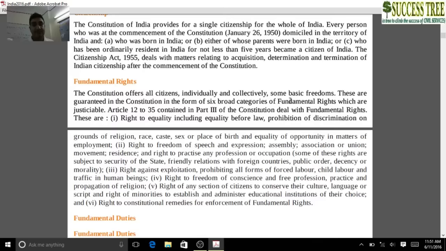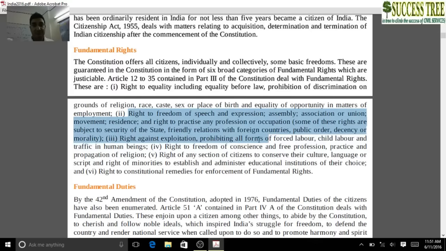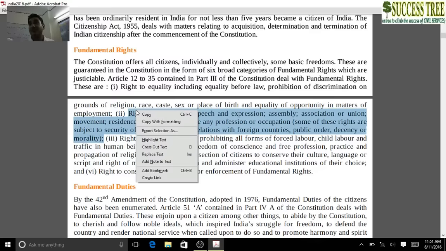Right to reputation under Article 21. Why is it in the news recently? The Supreme Court has discussed it regarding defamation cases, criminal defamation. While hearing the cases of criminal defamation, the Supreme Court gave weightage to the right to reputation. It said right to reputation is a fundamental right. So the question can come up directly again.